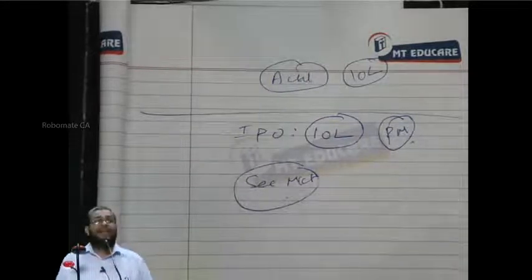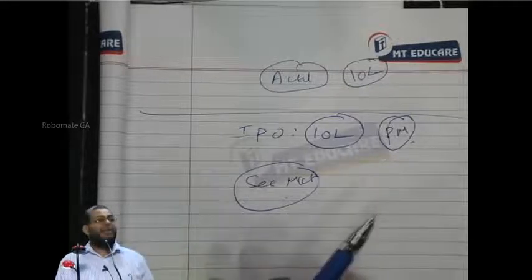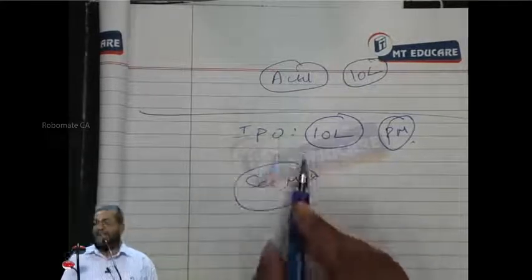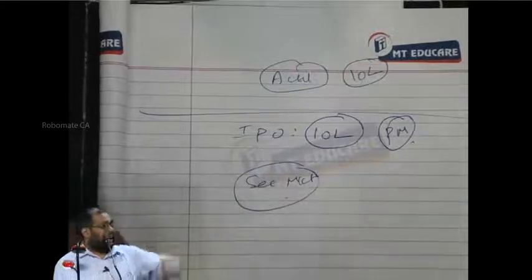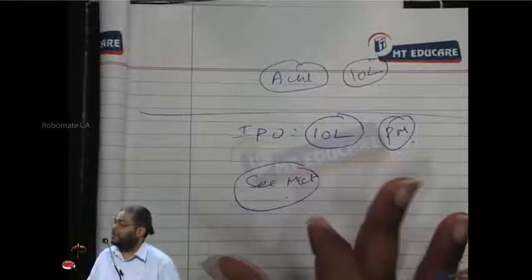Suppose the company buys back. The company buys back 2 lakh shares from the 10 lakhs. What is the open interest? 8 lakh. After the buyback, only 8 lakh shares are getting traded.